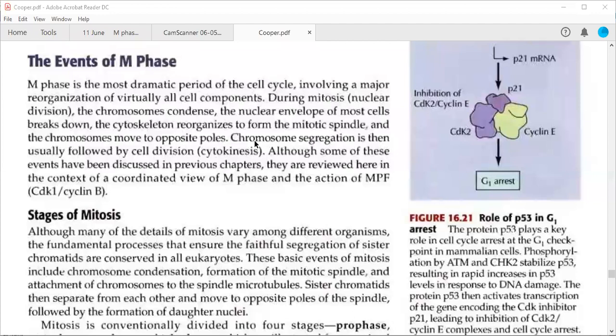In today's class, we will discuss where we left off in our last class, the events of M phase. During M phase, because this is the most dramatic period of the cell cycle, major things happen, including nuclear division, where the chromosomes need to condense. These chromosomes are formed out of chromatin. What is the basic difference between chromatin and chromosome? During S phase of the cell cycle, DNA is replicated, and this DNA is a long thread of polynucleotides, but its length should be reduced to make compact chromosomes.